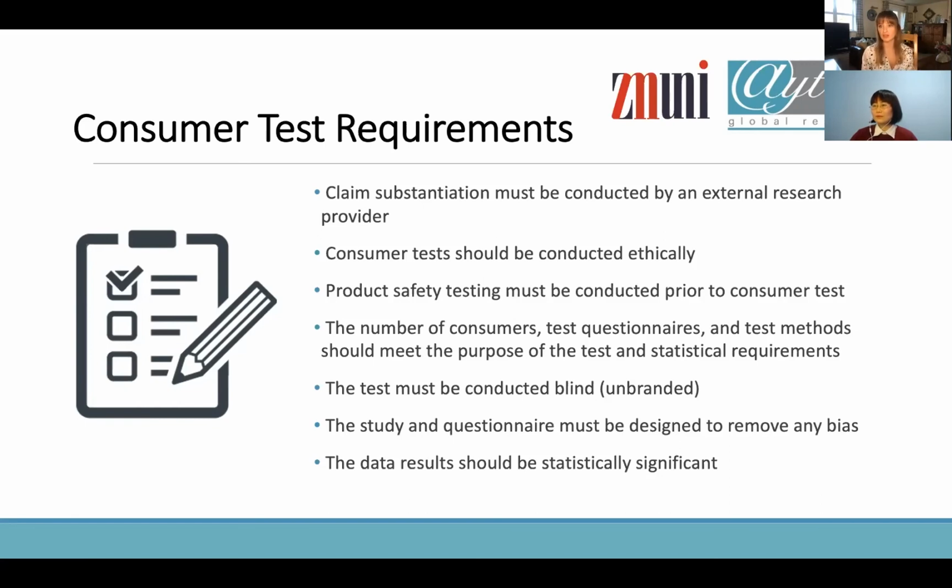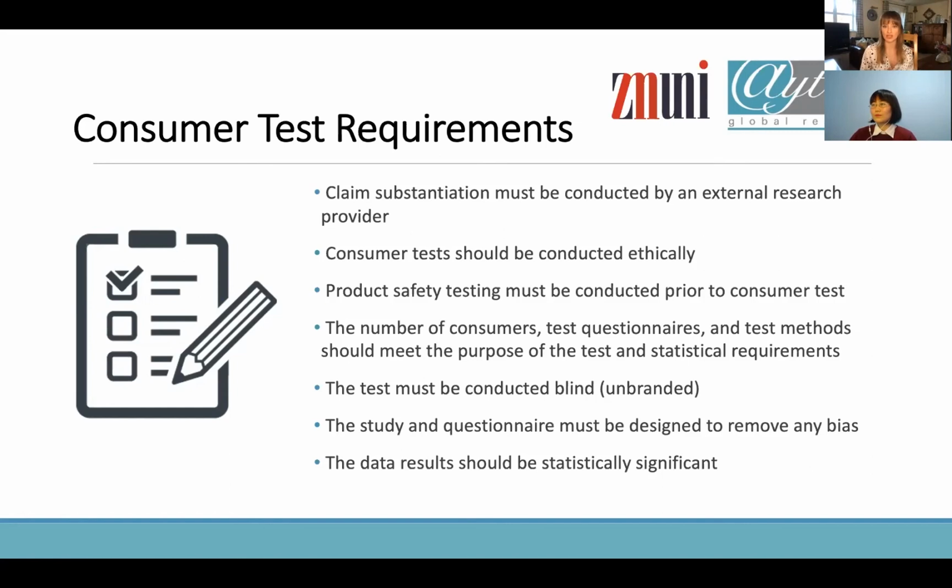It needs to be conducted by an external research provider. You cannot use internal data. There are some very big brands in the US that I won't name that have their own testing houses. So in the US they use that to promote their claims. They can get it substantiated in-house and then use them. You can't do that in China. If you have internal claims now and you want to use them in China, you now need to use an external research provider. It needs to be conducted ethically, which we've already touched on.